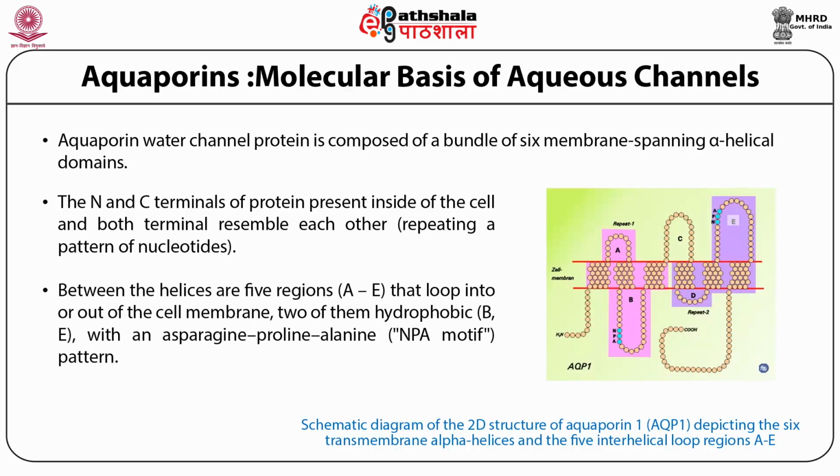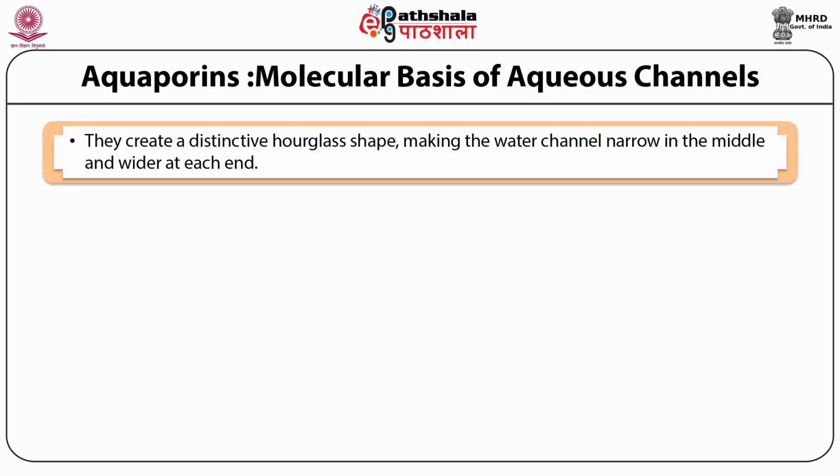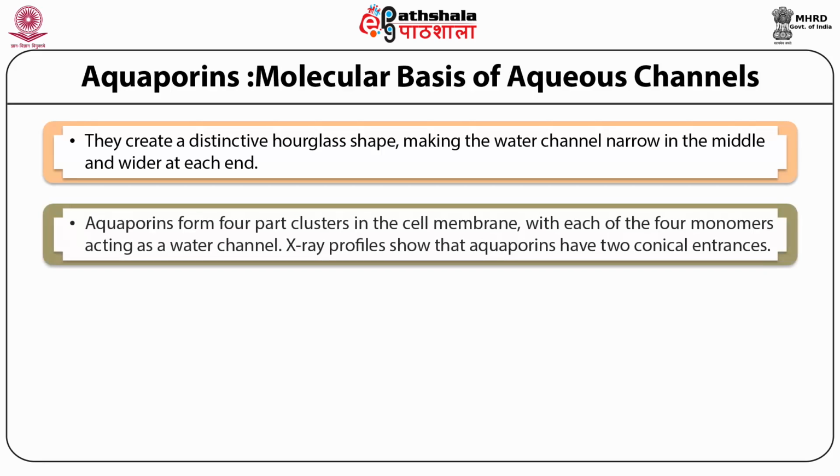Between the helices, there are 5 regions, A to E, that loop into or out of the cell membrane. Two of them are hydrophobic, basically B and E, with an asparagine, proline, alanine pattern that we call the NPA motif. They create a distinct hourglass shape, making the water channel narrow in the middle and wider at each end. Aquaporins form 4-part clusters in the cell membrane, with each of the 4 monomers acting as a water channel.